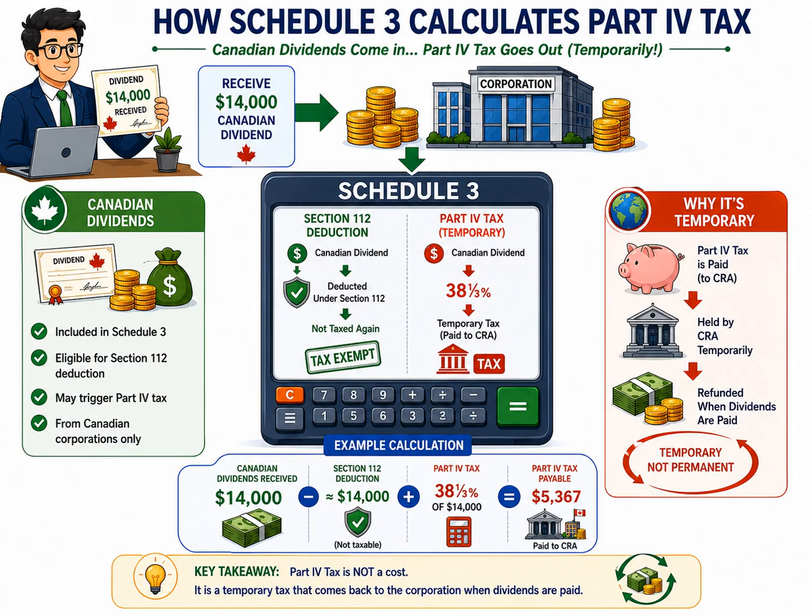At first, this may seem like an extra tax burden. However, it's important to understand that Part 4 tax is temporary, not permanent. The corporation pays this amount to the Canada Revenue Agency, where it is held as a refundable tax balance. Later, when the corporation pays taxable dividends to its own shareholders, all or part of this Part 4 tax may be refunded to the corporation. This mechanism ensures that corporate investment income is ultimately taxed when profits are distributed to shareholders, while avoiding permanent double taxation within the corporate system.